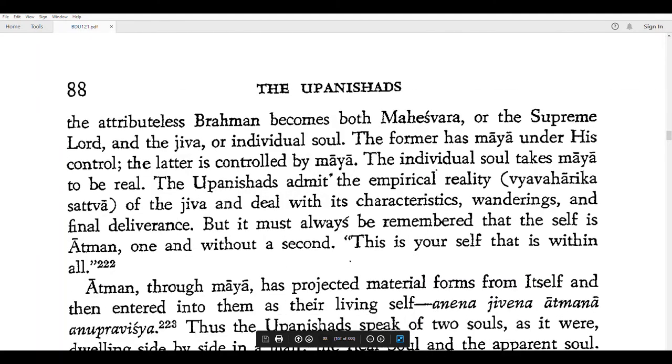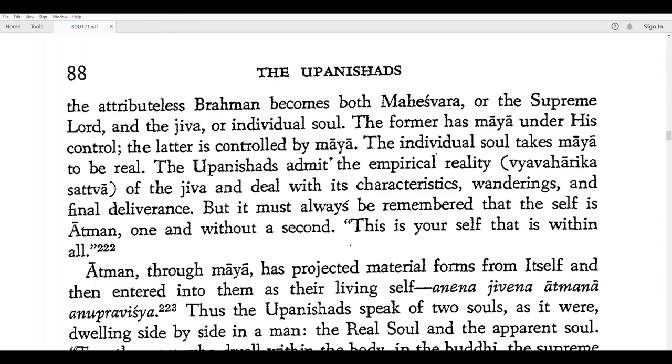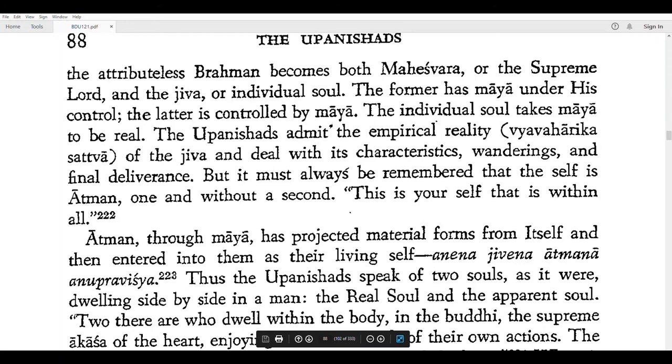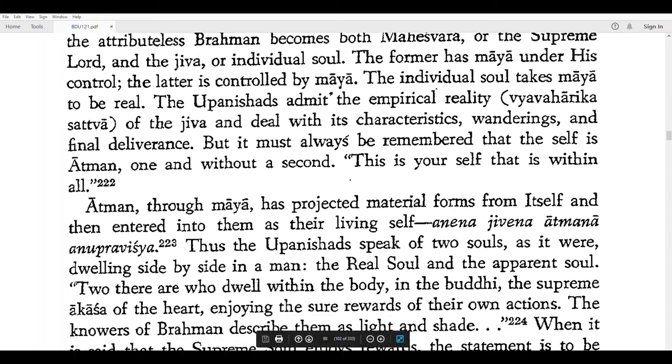The attributeless Brahma becomes both Maheswara or the Supreme Lord and the Jiva or individual soul. The former has Maya under his control, the latter is controlled by Maya. The individual soul takes Maya to be real. The Upanishads admit the empirical reality, Vyavaharika Sattva, of the Jiva and deal with its characteristics, wanderings and final deliverance. But it must always be remembered that the self is Atma, one and without a second.